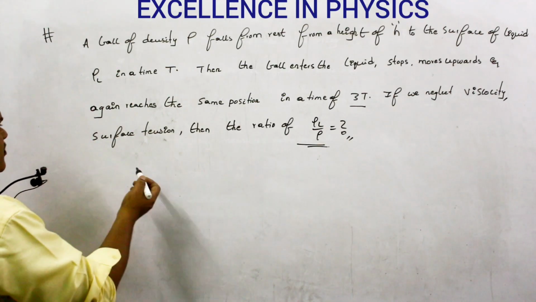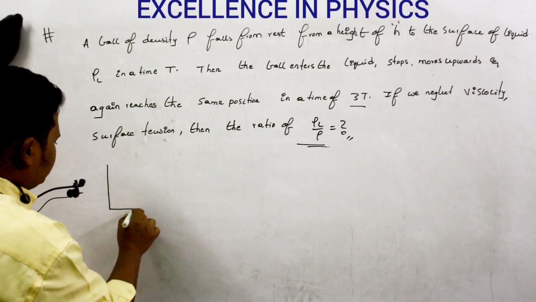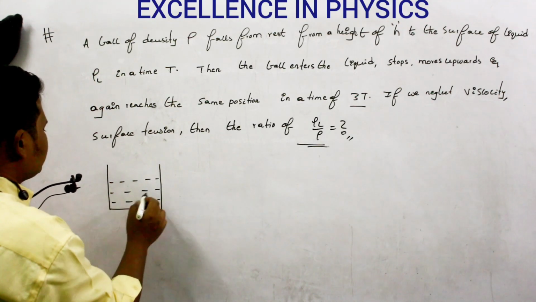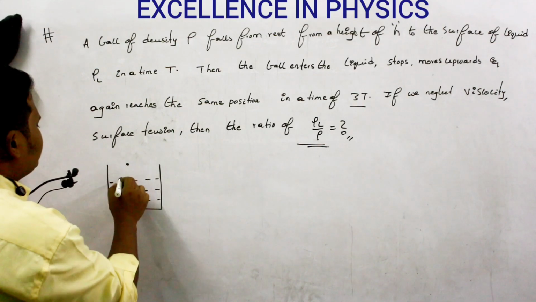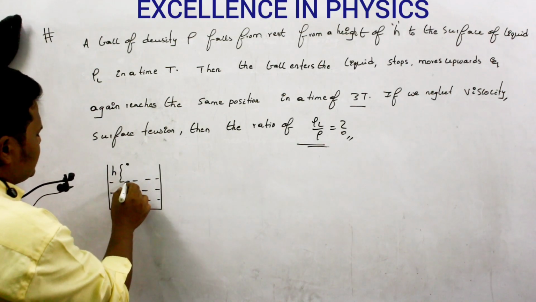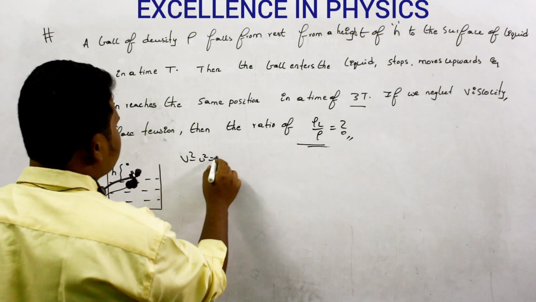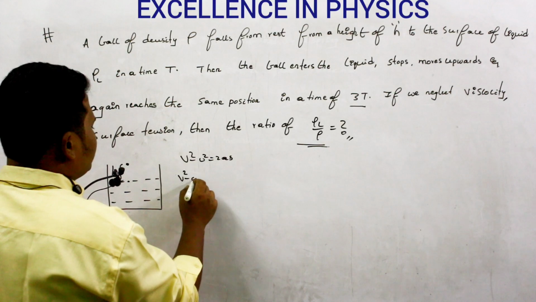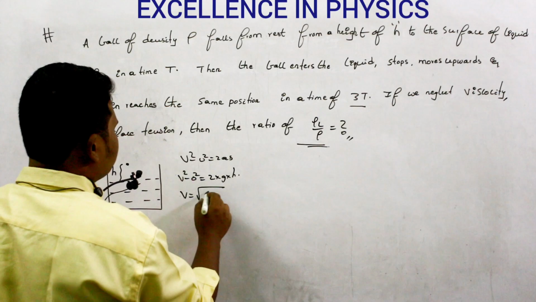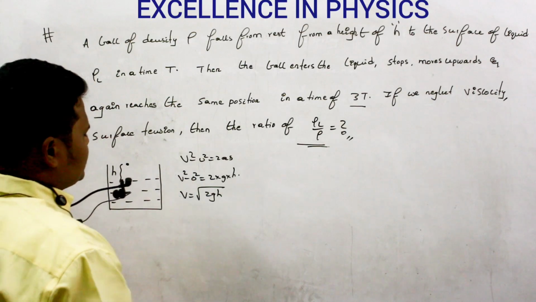So let us try to visualize what is happening in this condition. Consider this is a liquid surface, and a ball is falling from a height of h. By the time it reaches this point, it is a freely falling body, so v squared minus u squared is equal to 2as, v squared minus 0 squared is equal to 2 into g into h. So v is equal to root 2gh. So it will have a velocity of root 2gh by the time it touches the liquid.